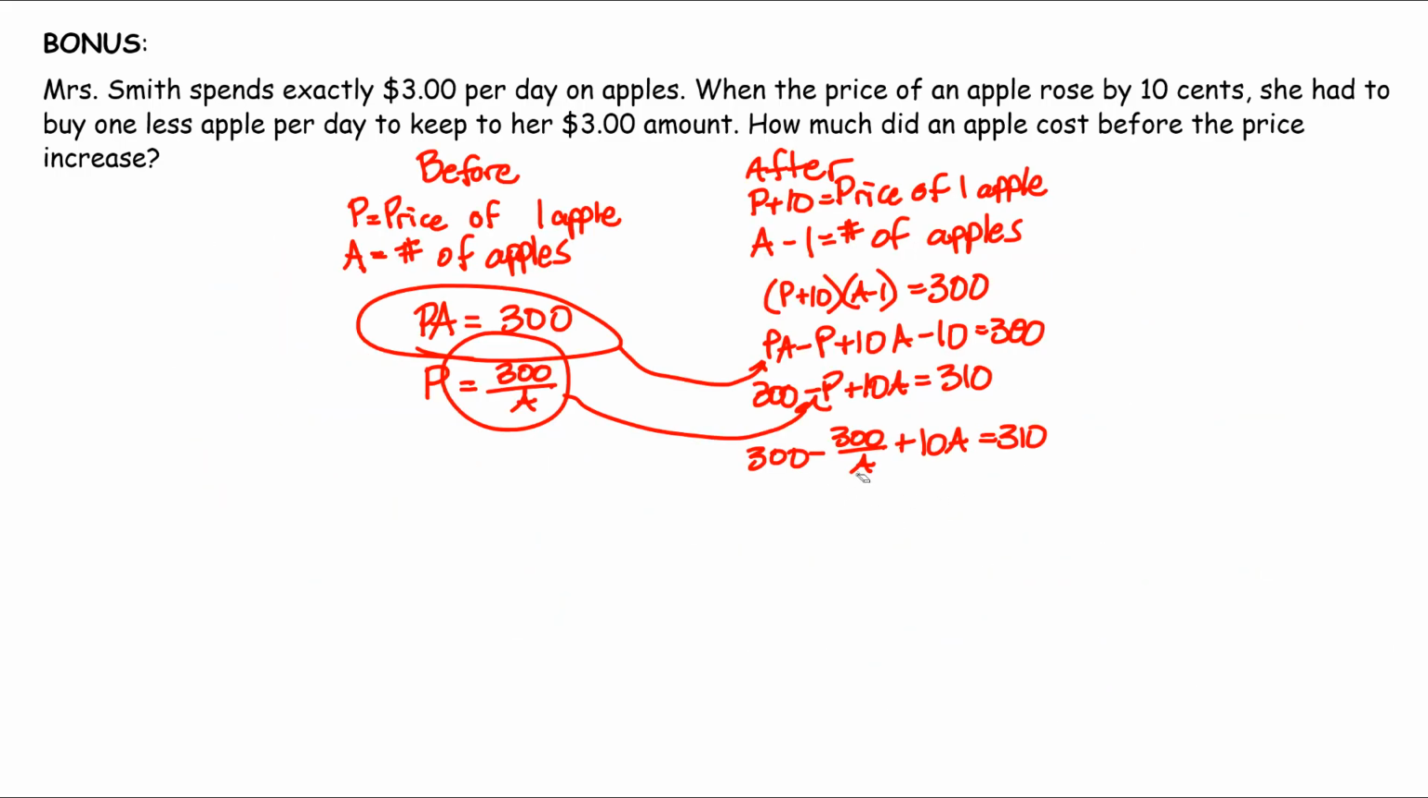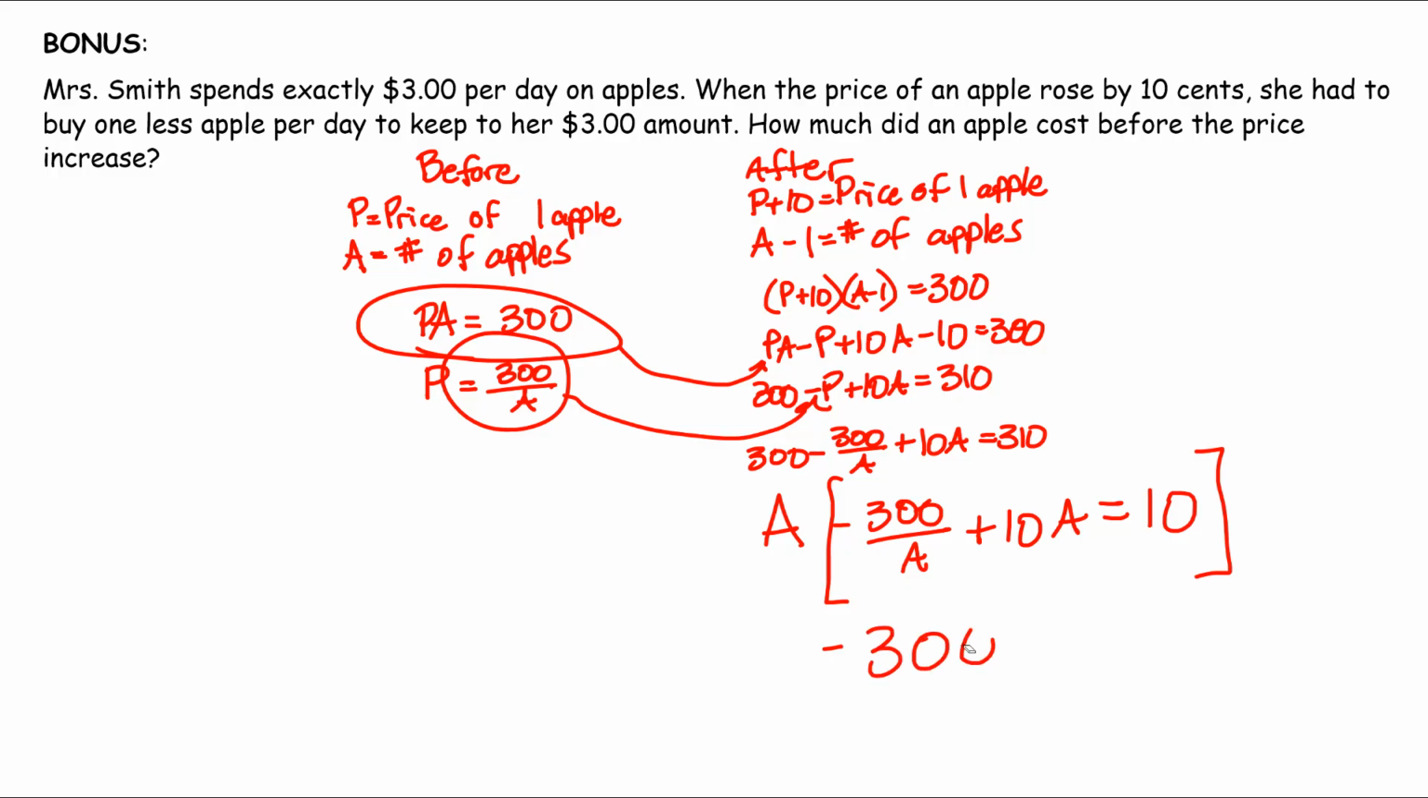And so now I can subtract 300 on both sides, and I'll have negative 300 over A plus 10A is equal to 10. And now I'm going to have to multiply this whole thing through by A, because I've got an A in my denominator, and I don't want that. So I'm going to multiply everything through by A, and I'll have negative 300 plus 10A squared is equal to 10A. Now what you have is a quadratic equation.